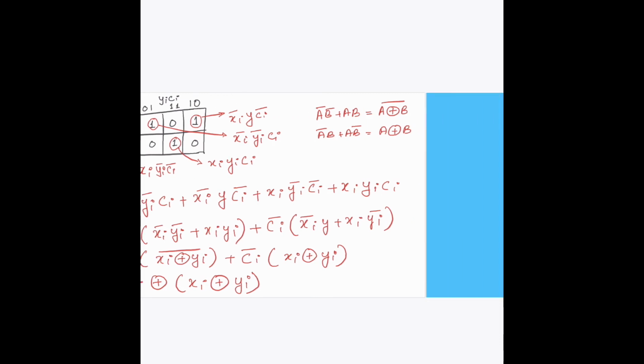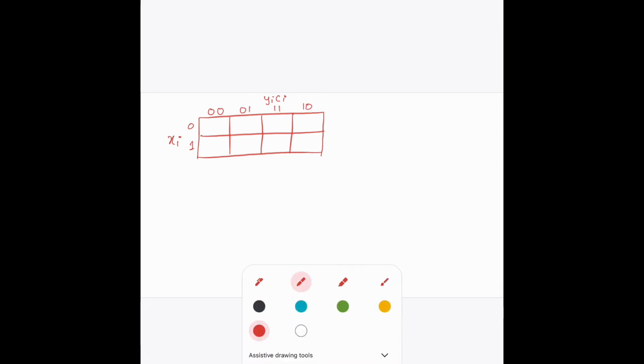Now, in a similar way, solving for the carry. Again draw the truth table for the carry bit, and again draw an 8-cell K-map, denoting xi 0 1 and yi ci 0 0, 0 1, 1 1, 1 0. Then fill the cells by checking the K-map against the truth table.